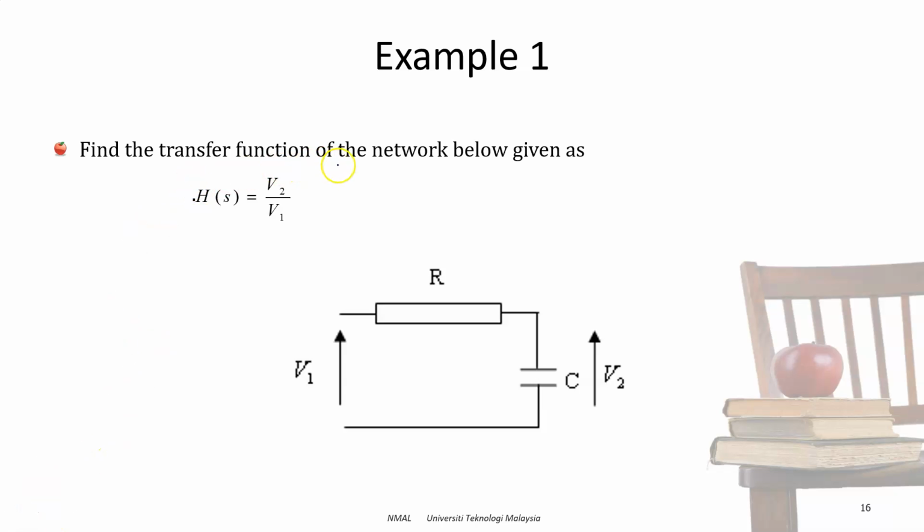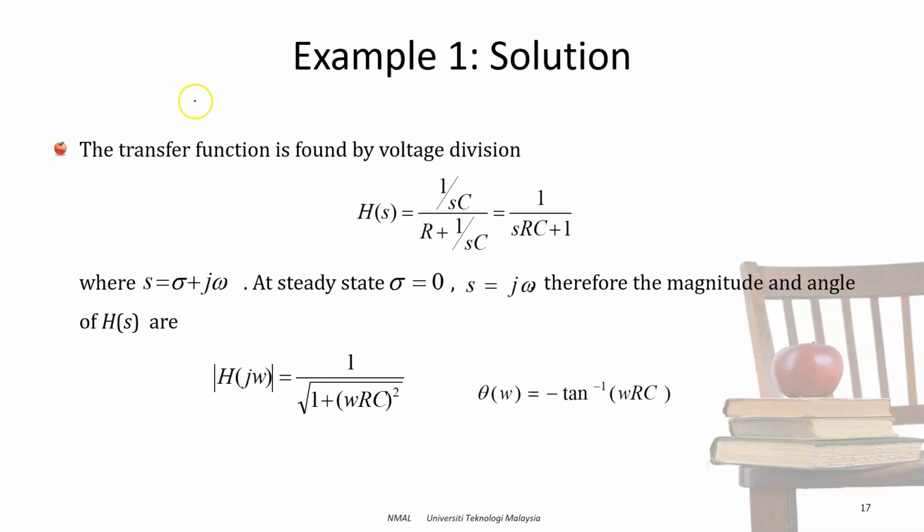Find the transfer function of the network below given as V2 divided by V1. So this is a circuit. We have to find the relationship between V2 and V1 using this R and also C. V2 is the voltage across the capacitor C, and V1 is the input voltage. So we can find the transfer function by voltage division.